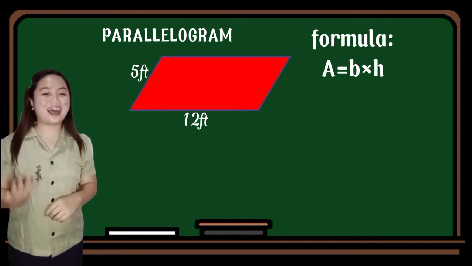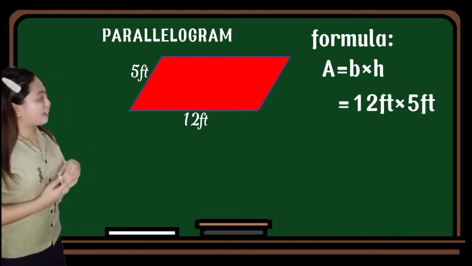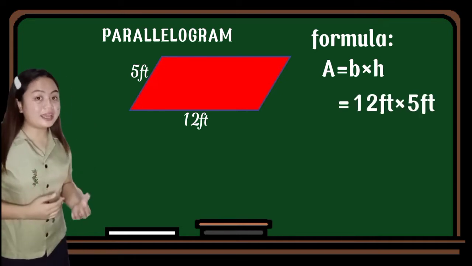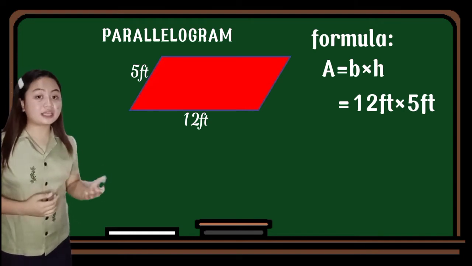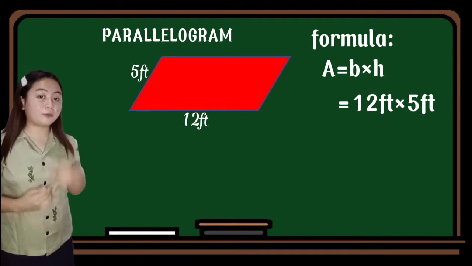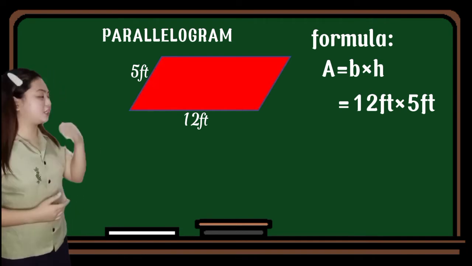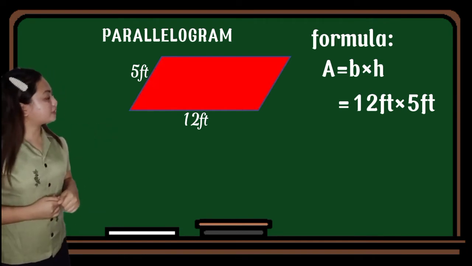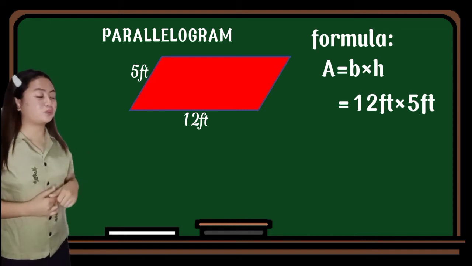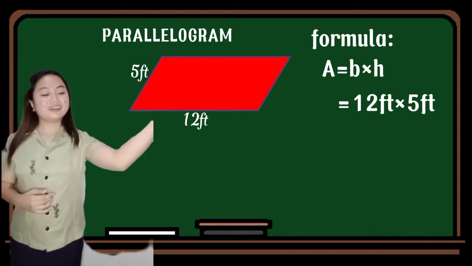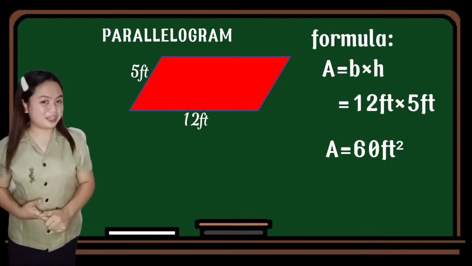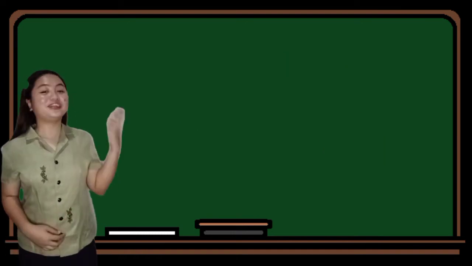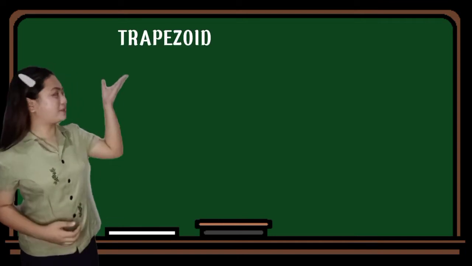Okay, so we have A, or area, is equal to 12 feet for our base and 5 feet for our height. Then multiply 12 feet times 5 feet, that will be 60 square feet. Okay, for the last is trapezoid.